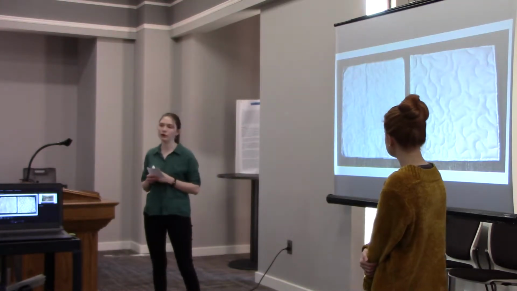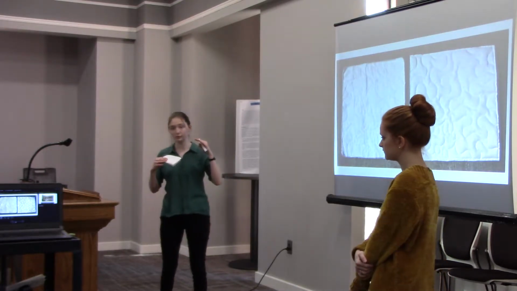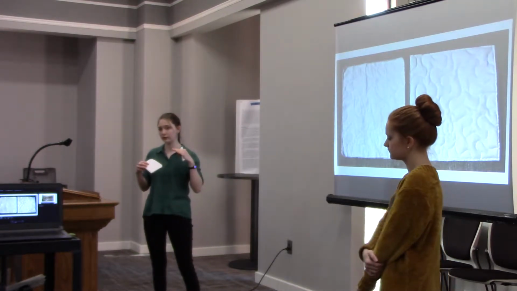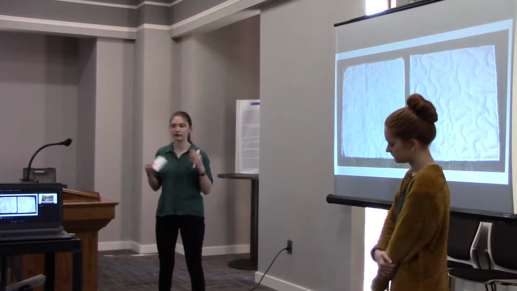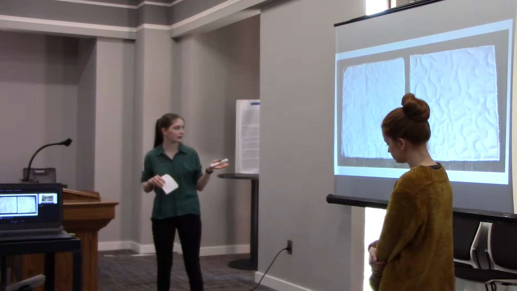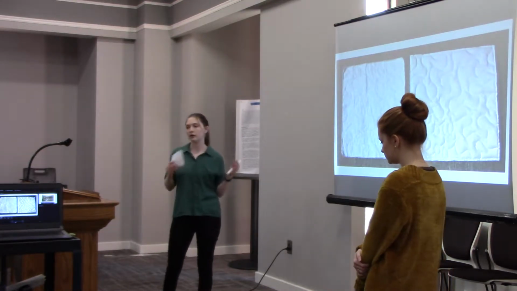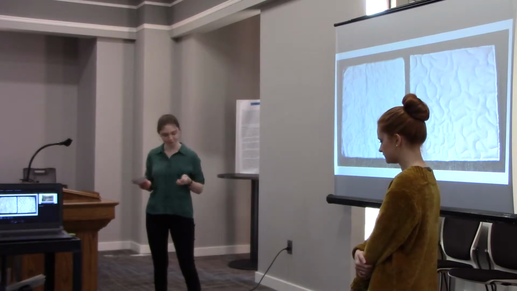And batting is the layer between the top and the bottom, or the front and the back of the quilt. It gives good insulation. You can see here the image on the right has cotton batting, and the image on the left has very little or none.